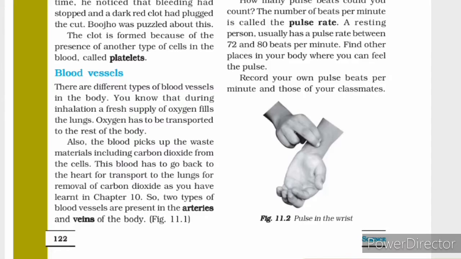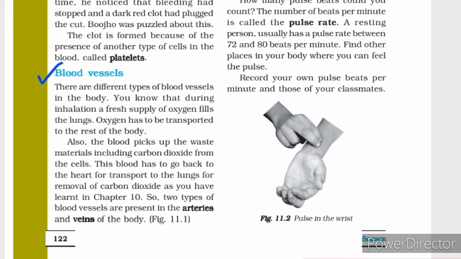Hello, students. Let us continue Chapter 11, Transportation in Animals and Plants. In the previous class, we discussed the circulatory system, blood, and the functions of blood. Let us now discuss the next topic, blood vessels. There are different types of blood vessels in the body.